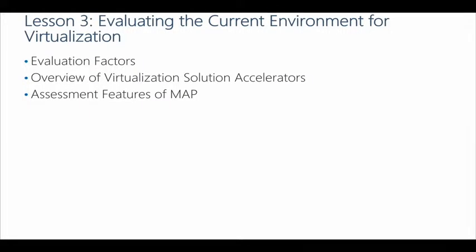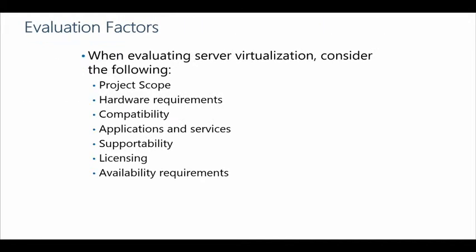So moving on to our next small section, which is looking at evaluating the current environment for virtualization. So what are some of the things we want to think about as we look at moving towards a virtualized solution and some of the different elements of that? So number one, things you've got to consider. Some of this is very obvious stuff that relates to any general project. Scope, hardware requirements, compatibility, applications and services, what things are supported and what things are not supported, licensing, availability, and the undocumented political element of it all.